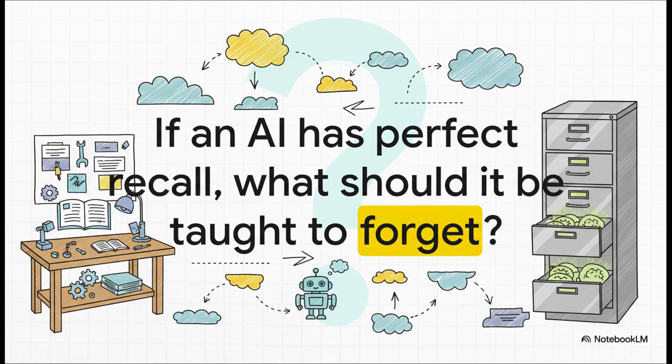And that leaves us with a really fascinating, kind of profound question for the future. As we get better and better at building these systems with perfect, crystal clear memory, the big challenge is going to shift. It won't just be about remembering, it'll be about knowing what to forget. How do we teach an AI to proactively let go of old, irrelevant, or outdated information to make sure its memory isn't just huge, but wise? Now that is the next frontier.